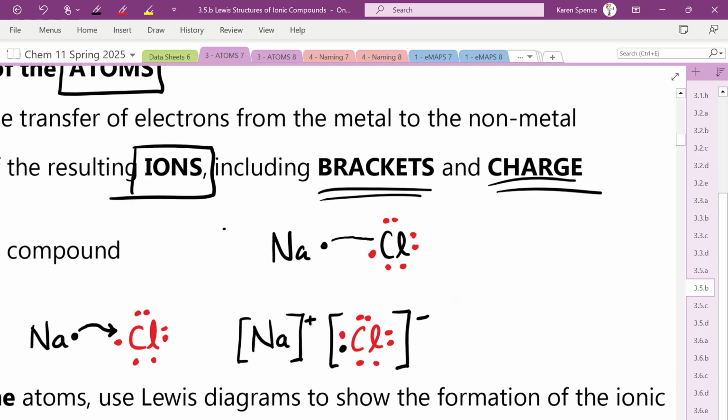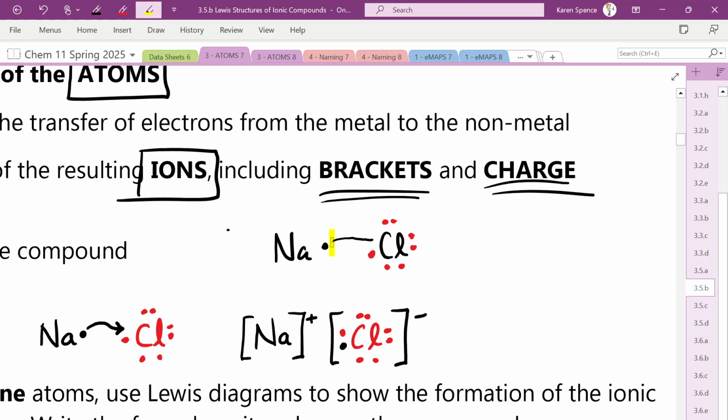What's wrong with that? That's not an arrow. That's a line. Okay? It does not show the direction of movement. You want to show where the electron is starting and where it is finishing. So you need to have an arrowhead. Okay? So this would be wrong.